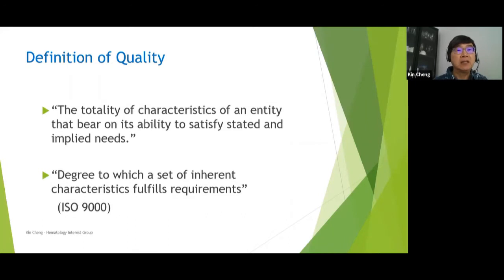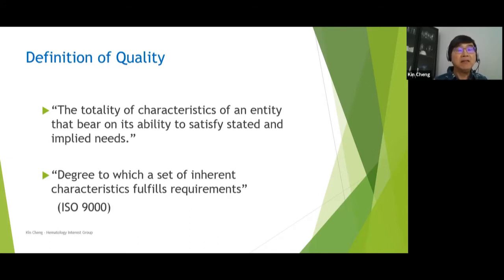That's why the definition of quality is the totality of characteristics of an entity that bear on its ability to satisfy stated and implied needs. In other words, it is what the customer actually tells you they need. In the healthcare system, in the laboratory, your customers are your patients as well as your physicians, because you provide information to physicians.